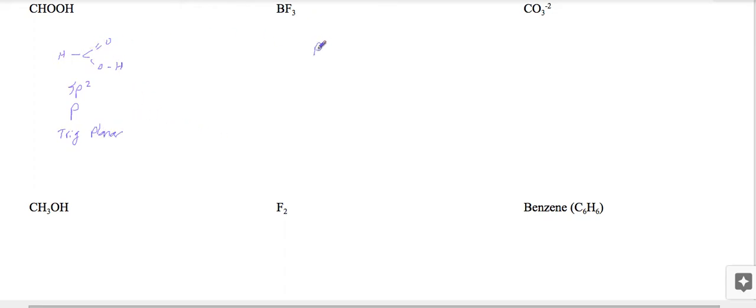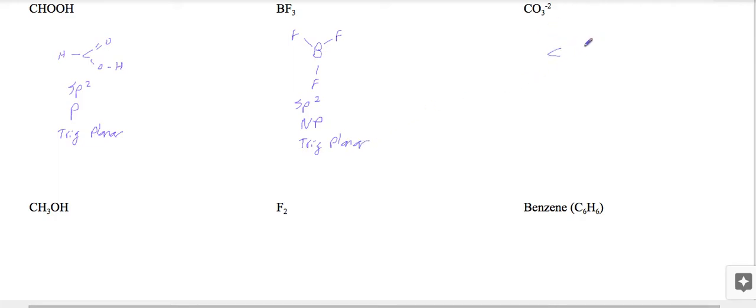We have boron trifluoride. That'll also be sp2. Man, sp2 is a popular choice in this set. And this is going to be nonpolar. There is no asymmetry there. It is very symmetrical. And so we have trigonal planar again.